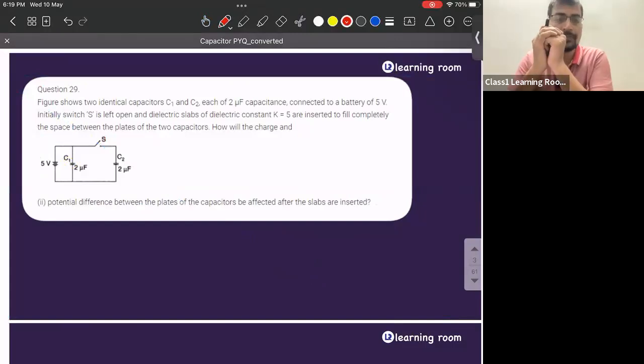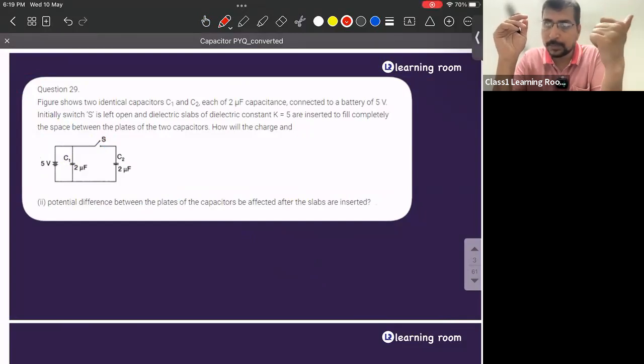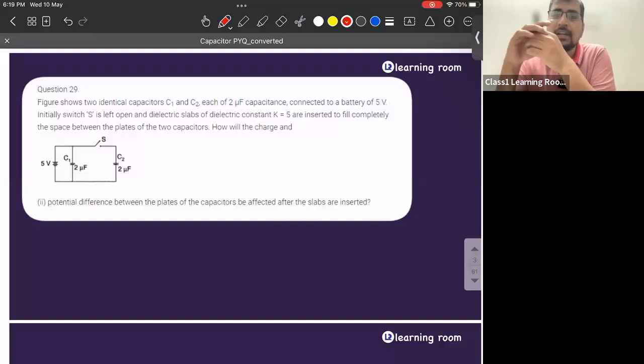The next question is, figure shows two identical capacitors C1 and C2, each of 2 microfarad capacitance connected to a battery of 5 volt, right? So there are two capacitors of 2 microfarad capacitance. They are connected to a battery of 5 volt. Initially, the switch S is left open and dielectric slabs of dielectric constant K equal to 5 is inserted to completely fill the space between the plates of the capacitors. How will the charge and potential difference between the plates of the capacitors be affected after the slabs are inserted?